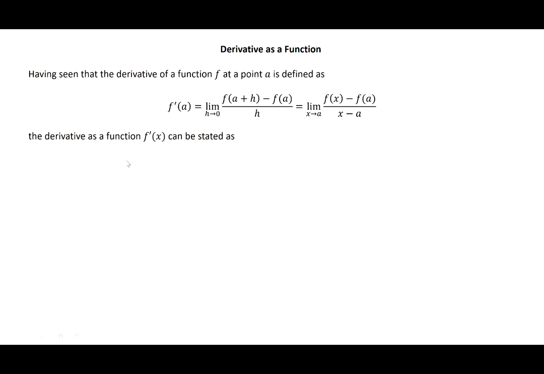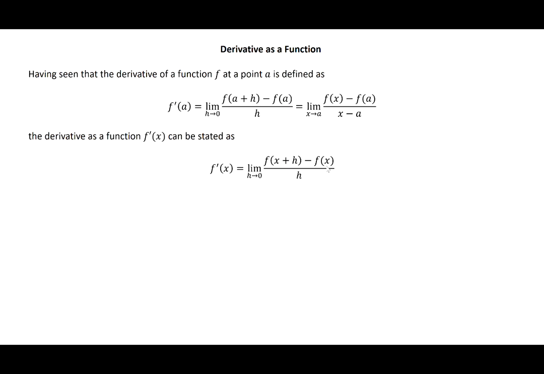Now, can we extend this concept, like go from derivative at a single point to derivative as a function itself? What in the world would that mean? Well, so far as this definition is concerned, all we need to do is change that a into an x. So earlier we had f prime of a, now we have f prime of x. And earlier we had f of a plus h, now we have f of x plus h. Similarly, f of a, we have f of x now.